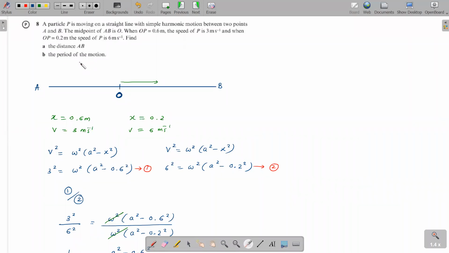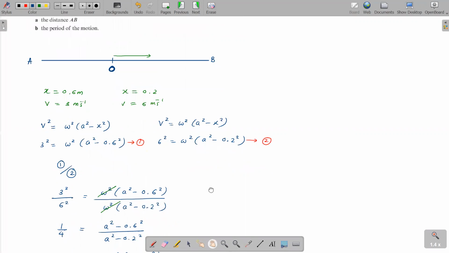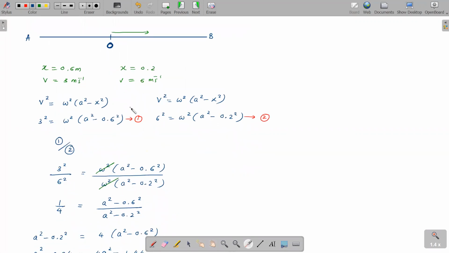Part B, they are asking you to get the period of the motion. How do you get the period of the motion? The period of the motion is equal to 2 pi over omega. Are we aware of the omega value yet? No, but we did find the value of A. So we can use the value of A in any one of these two equations and get the value of omega. So let's get it.